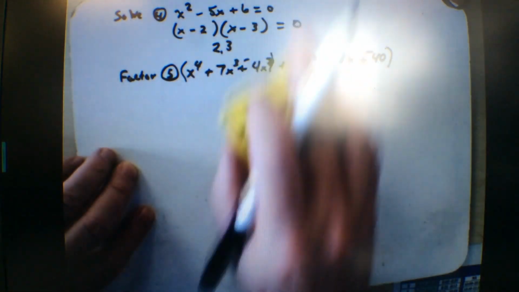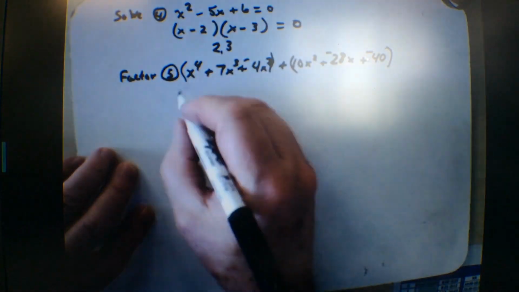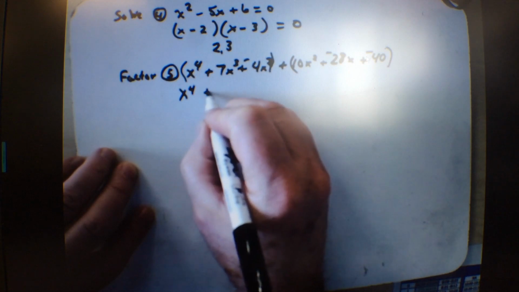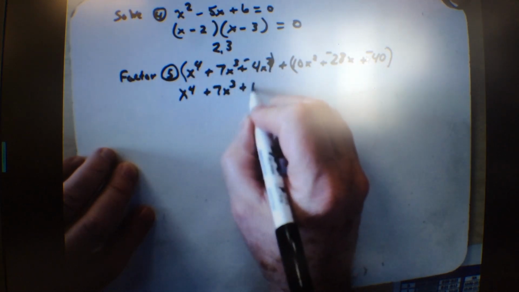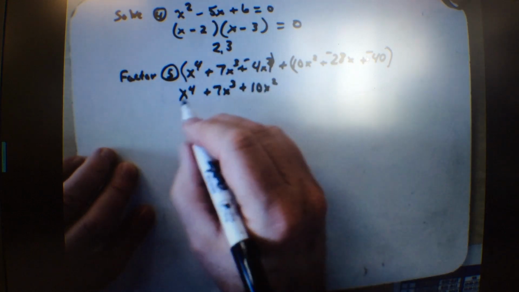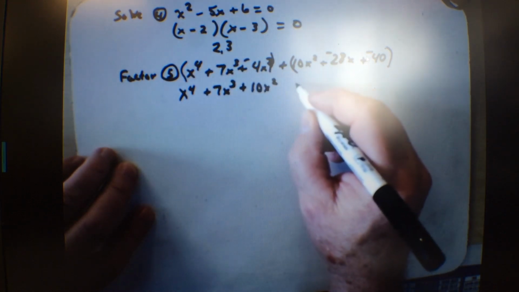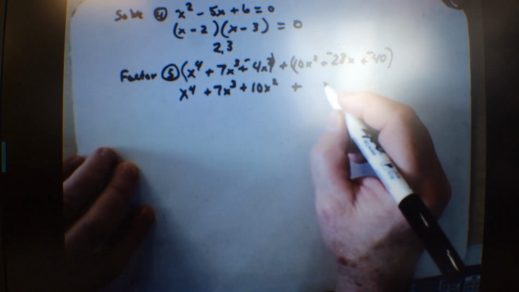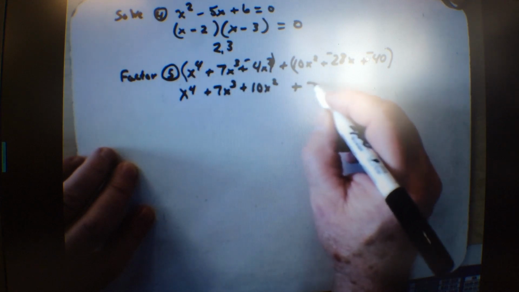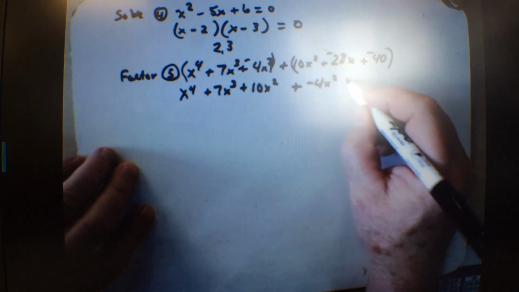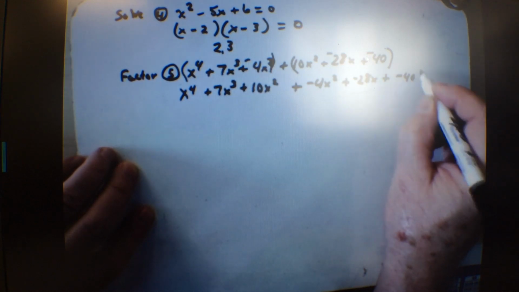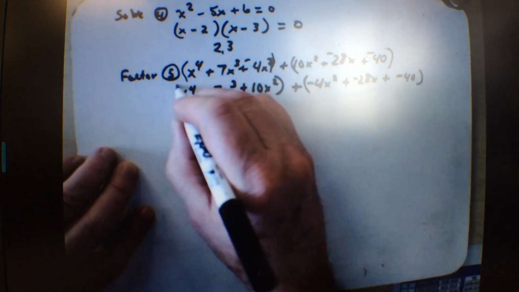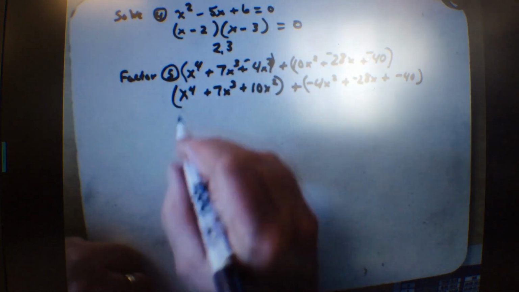Oh, let's do that. So let's rewrite it as x to the 4th plus 7x cubed plus 10x squared. There we go. And I still go 4, 3, 2, right? Plus a negative 4x squared, correct? Plus a negative 28x plus a negative 40. Now I can do that, right? Well, that might be easier. That might work out better.